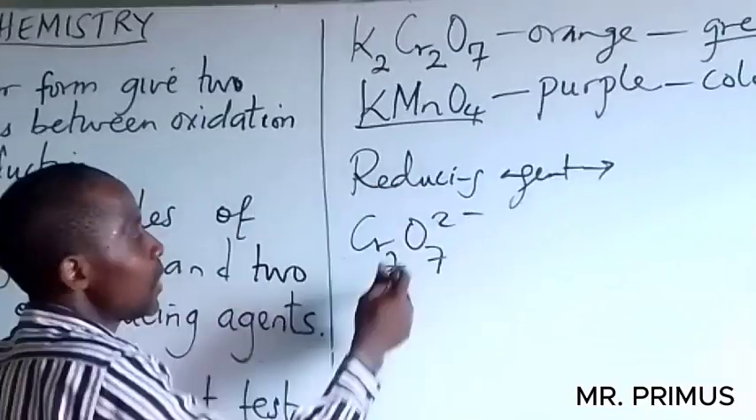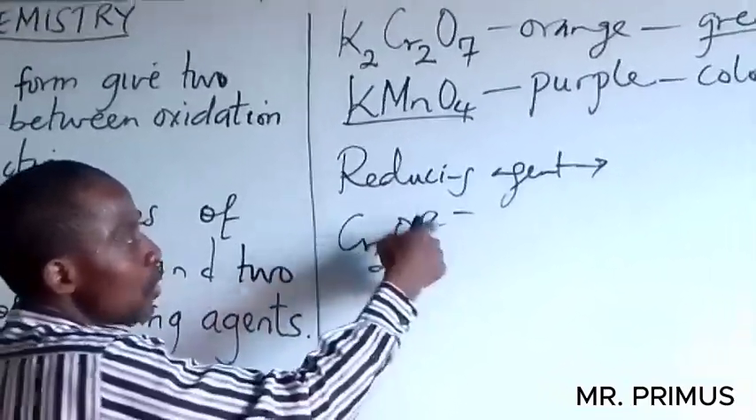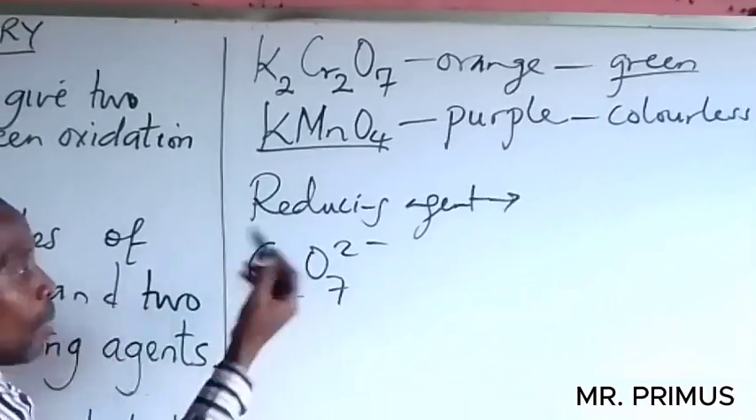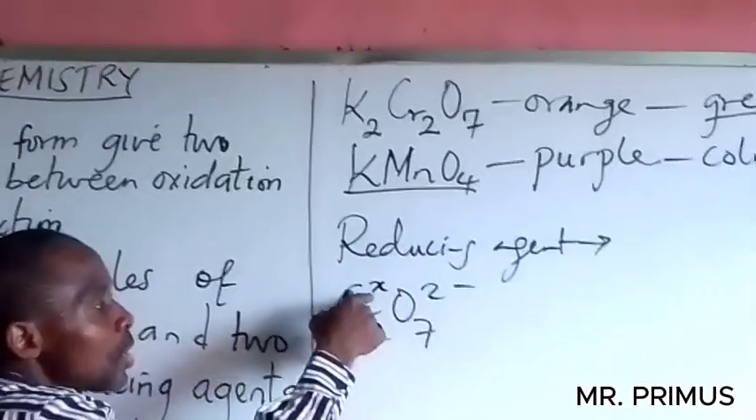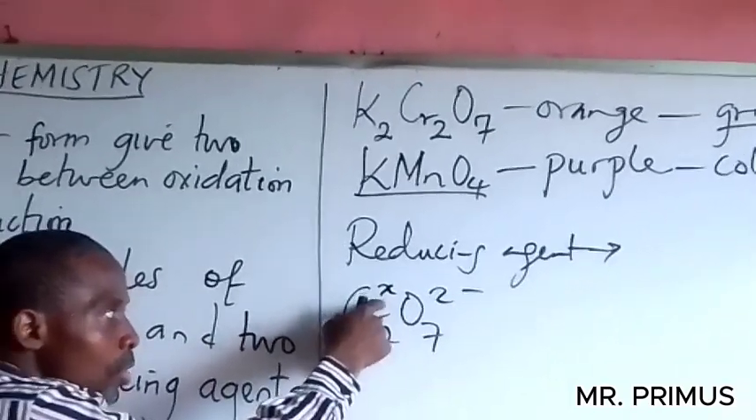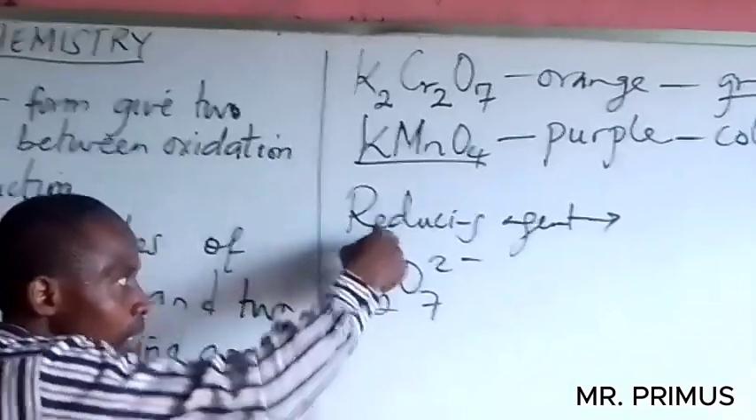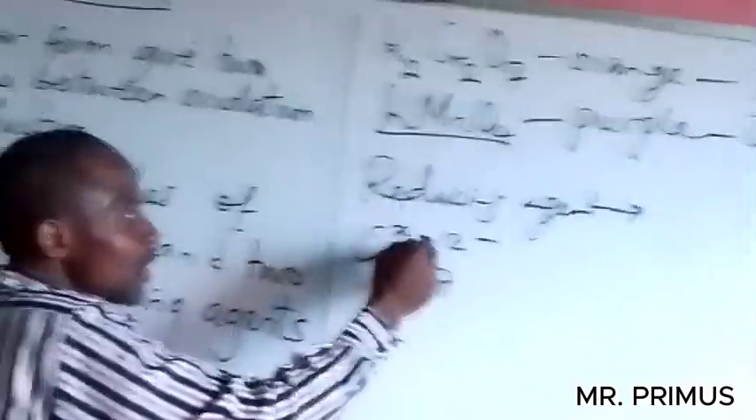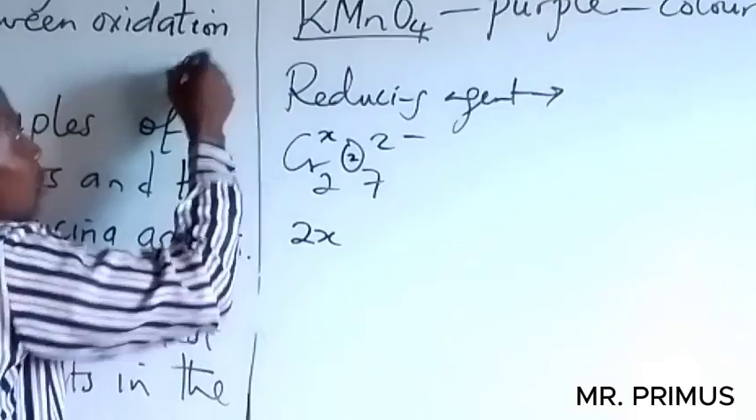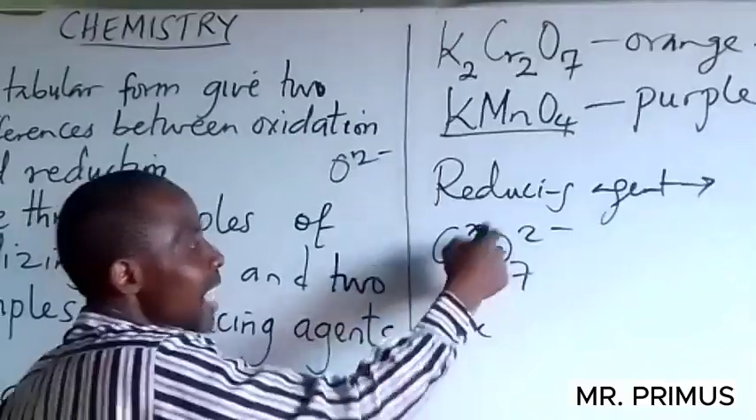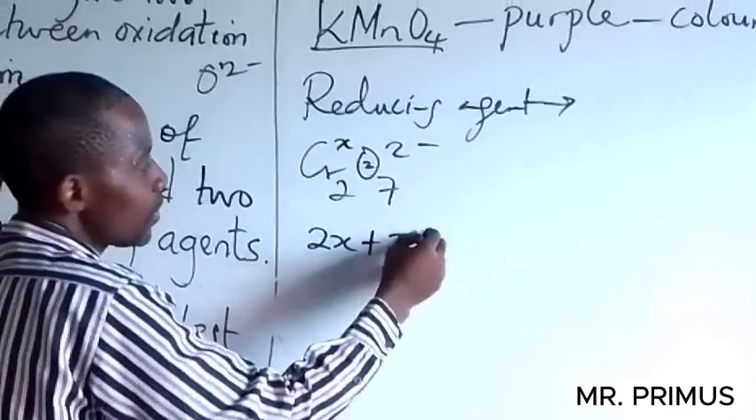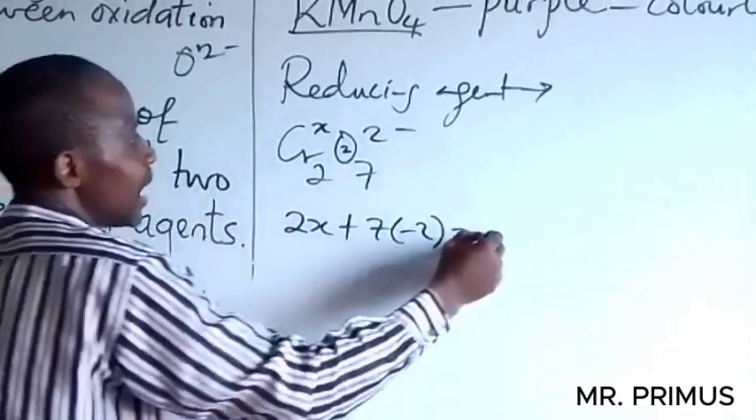Now let's use this thing. Oxygen is 2 minus, and this minus 2 is for these 2. It's a radical. We are trying to find the oxidation state of chromium here. We don't know the oxidation state of chromium, so call it X. Now 2 times X, 2X. 7 oxygen is minus 2, you know, oxygen O2 minus. So 7 times minus 2 plus 2X is equal to this charge, minus 2.